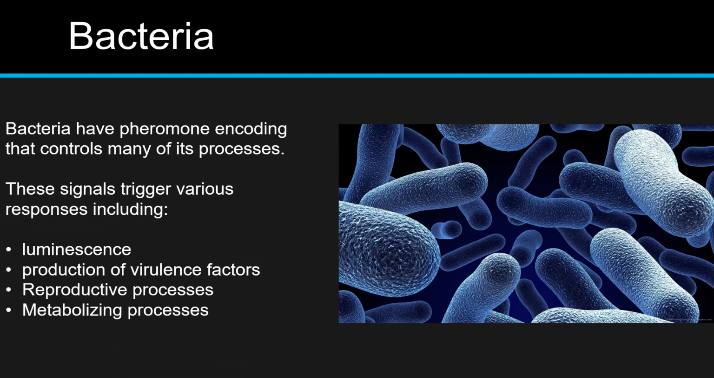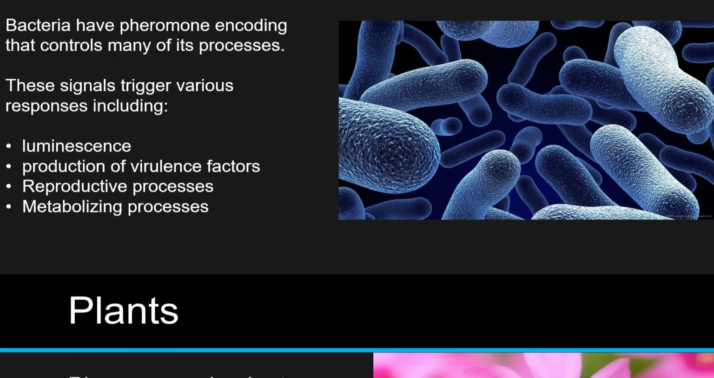Bacteria use pheromone encoding in order to control most of their processes. That can decide whether a bacteria is going to be bioluminescent or not, whether it produces virulence factors, which are infectious qualities that they give upon their hosts. Their reproductive processes and speed at which they occur will also be affected by pheromones, and the rate at which they metabolize nutrients from their environment will also be affected by the pheromones.